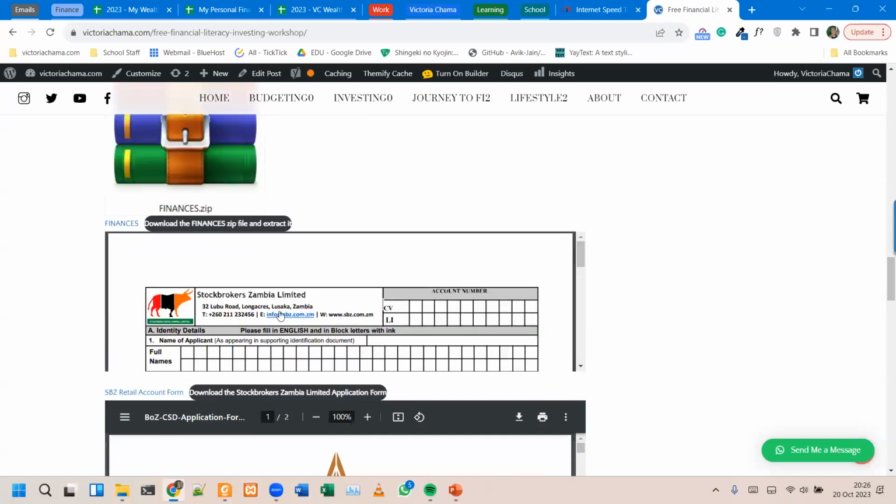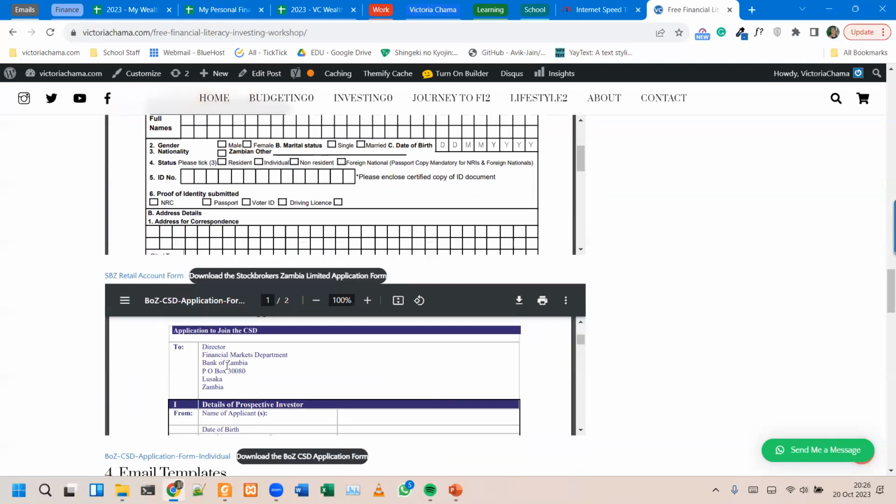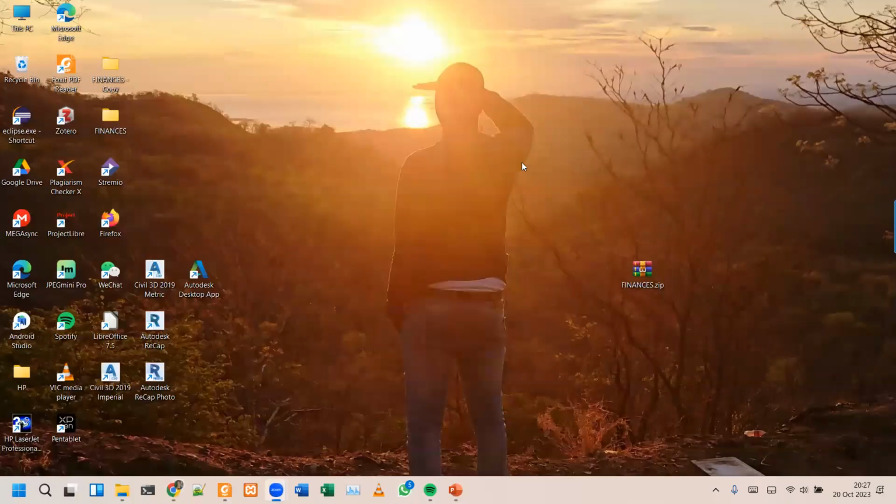I have also put up the application form for Stockbrokers Zambia Limited and your CSD account for Bank of Zambia. But please use the system for Bank of Zambia. I can also share the link to the system as well, because it's now working.